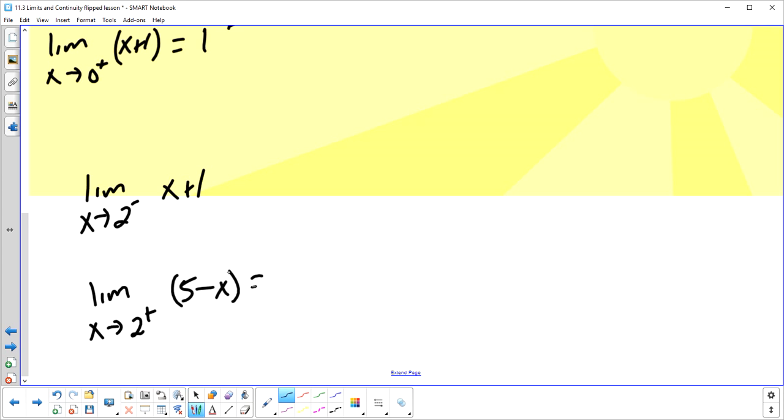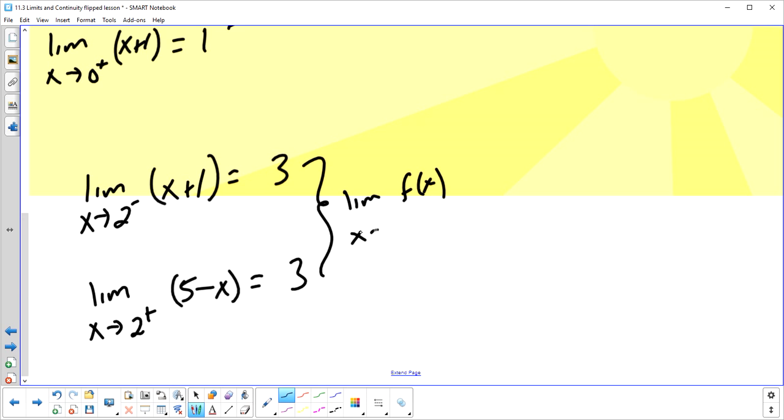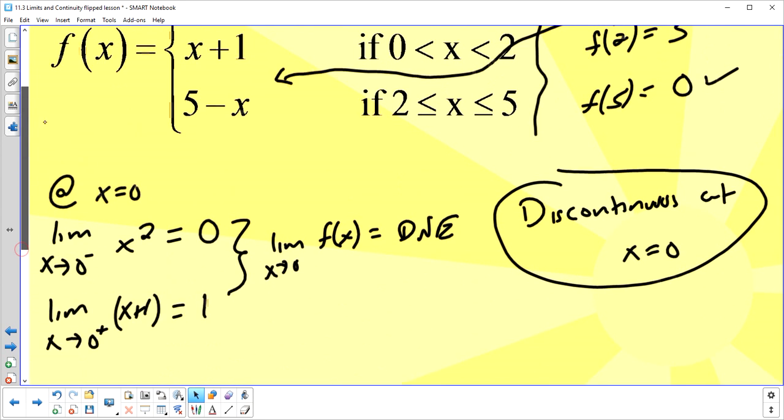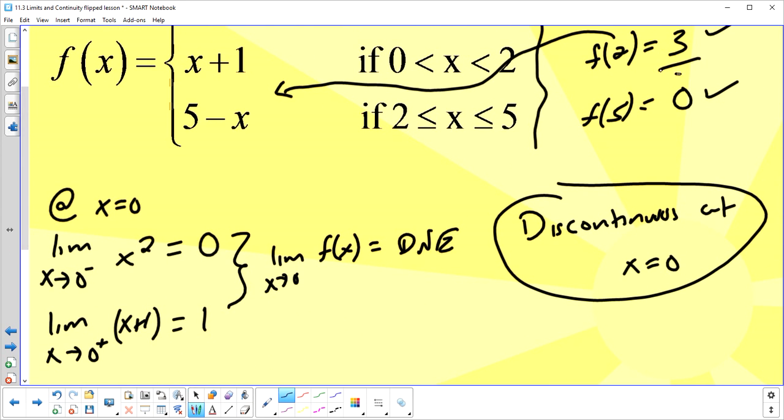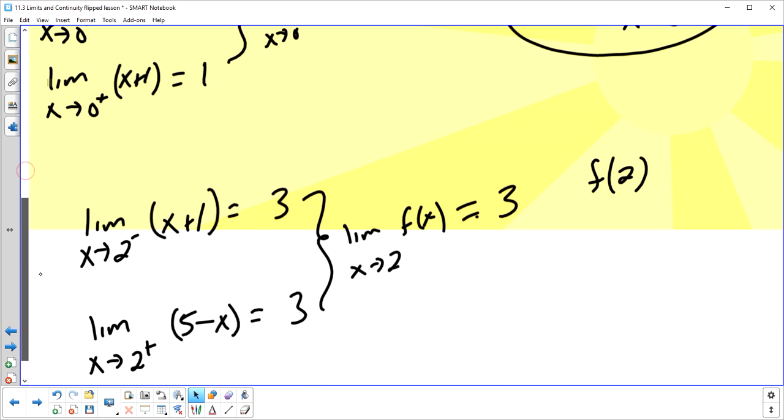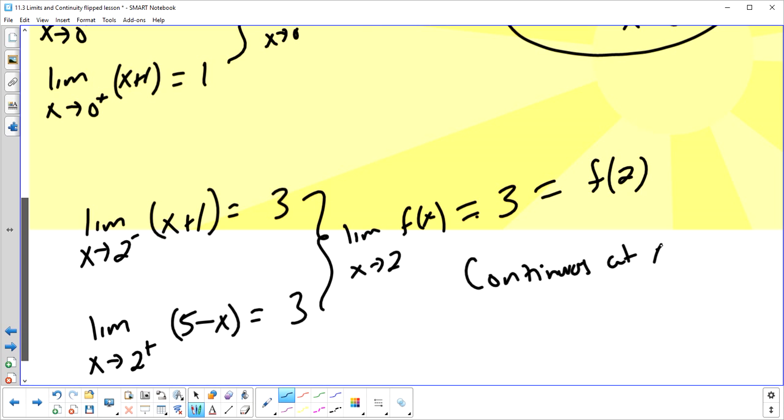And if I find the limit of each of those pieces from the left and from the right, I plug in 2, I get 3 here. I plug in 2, I get 3 here. So this is good. This tells us that the limit of f of x as x approaches 2 exists, and it equals 3. In the last piece, it also has to equal f of 2, which if you go back up and look, f of 2 was actually 3. That's what we need for continuity. So since these are all equal, we would say that we are continuous at x equals 2.